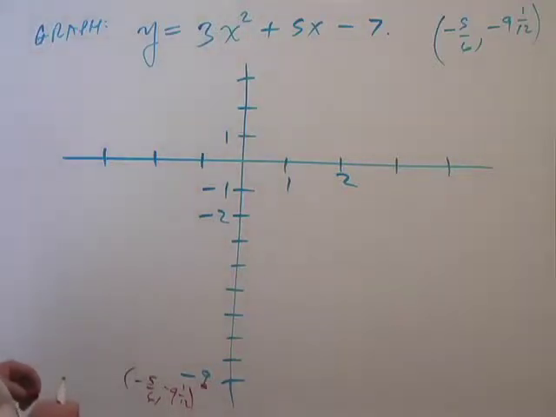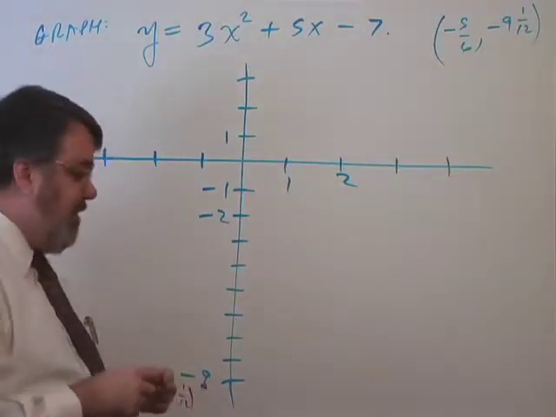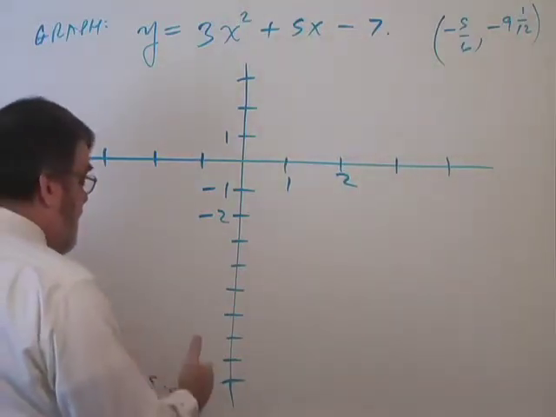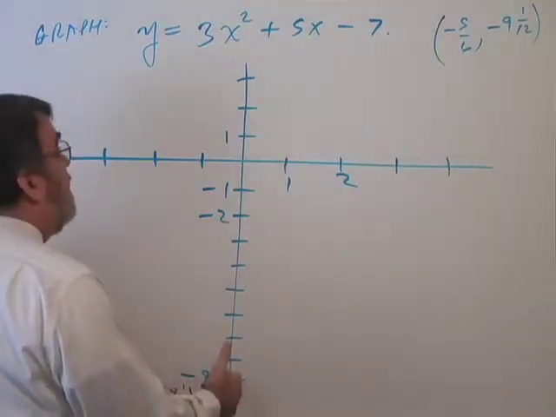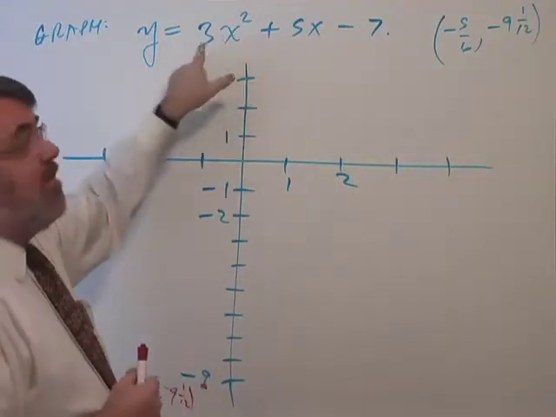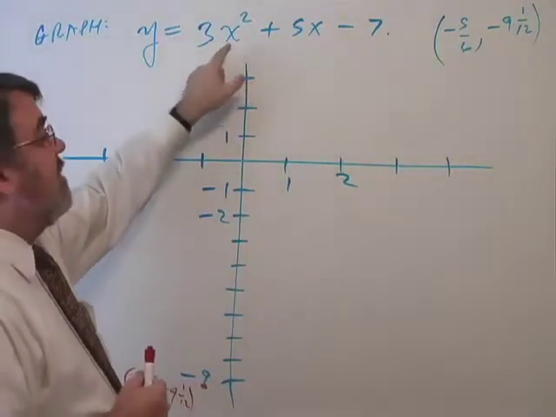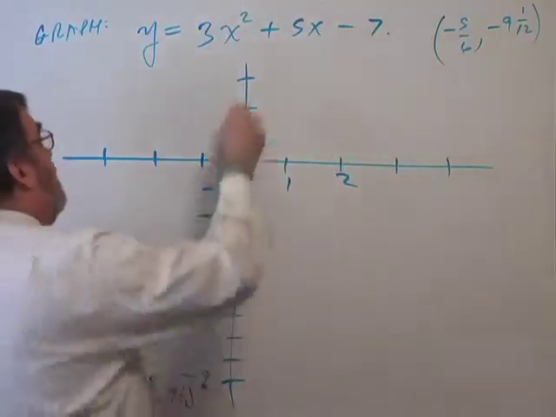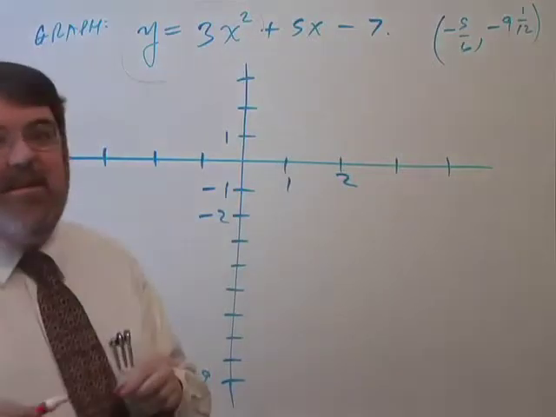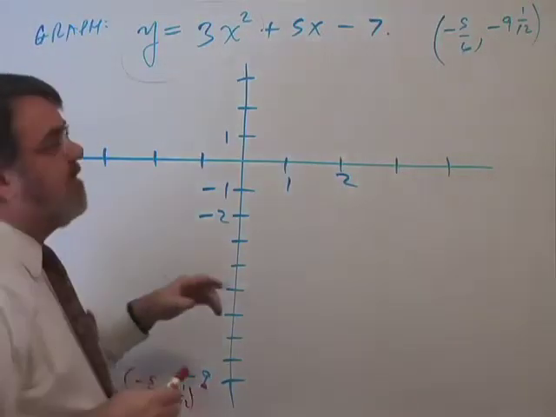Alright, so let's see. Now, here we go. What do I do from here? If I graph from the vertex, if I go right by 1 unit, I have to do what? I have to go up by 3. 3 times 1 squared is 3. So again, I'm focusing on this part of the function in order to generate my new points.